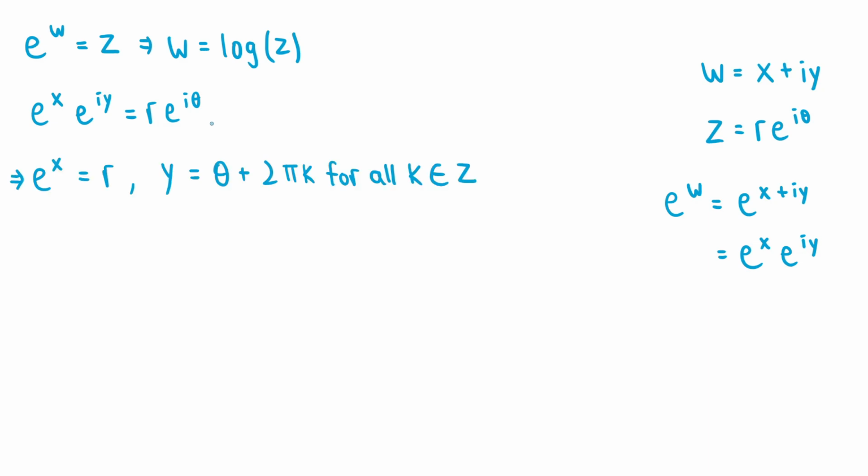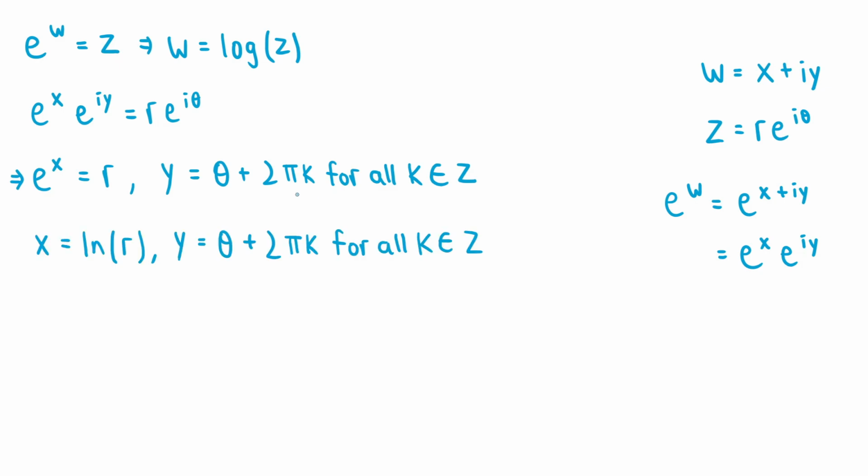The absolute value of e to the x times e to the iy is e to the x, and the argument is y, so e to the x equals r, and y equals theta plus 2 pi k for all integer values of k. This is because a difference of any integer multiple of 2 pi in radians doesn't change the angle on the complex plane, since 2 pi represents a full circle in radians. So y just needs to equal theta, or theta plus any integer multiple of 2 pi, in order for the two angles to be equivalent on the complex plane.